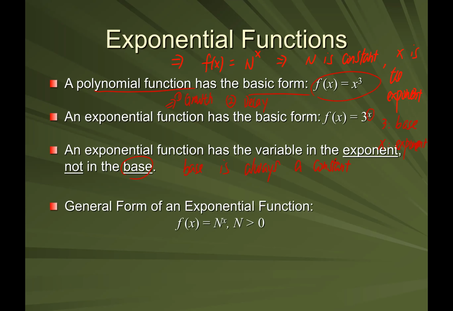All right, so let's take a look at the general form. F of x equal to n to the x. Here n is greater than 0. So that's the base. So make sure the base is greater than 0. Base cannot be 0, right? N can never be 0. Okay. If n is 0, then it's not an exponential function, it's a constant function.